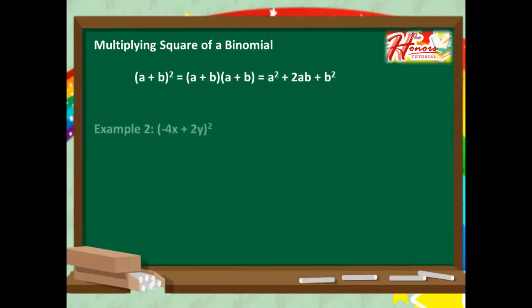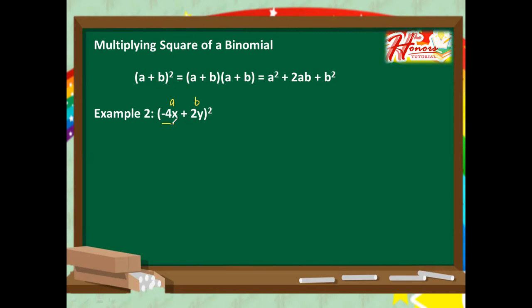So this is our example number 2. We have here negative 4x plus 2y. So for this part, same process. Please identify first your A and B. So this is A and this is B. So for this part, we have here negative 4x. Please include the sign for negative 4x.